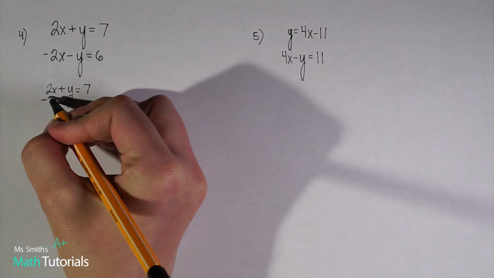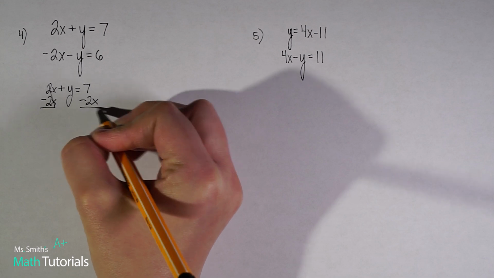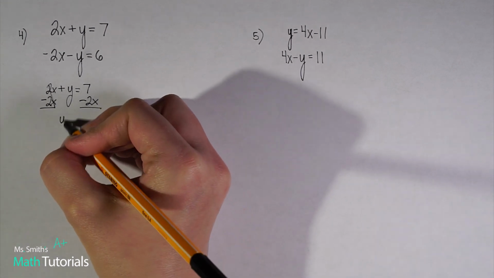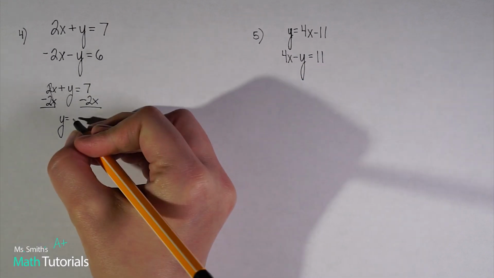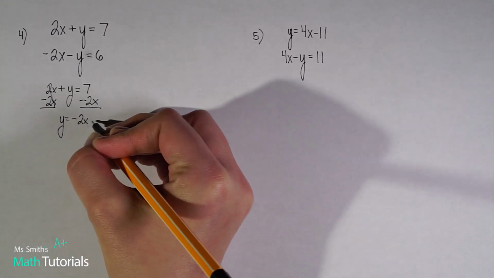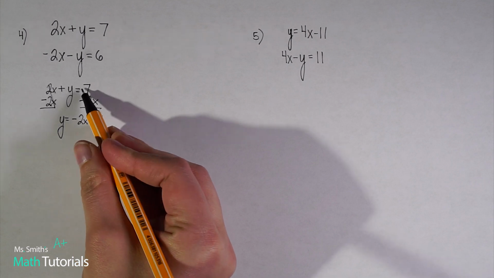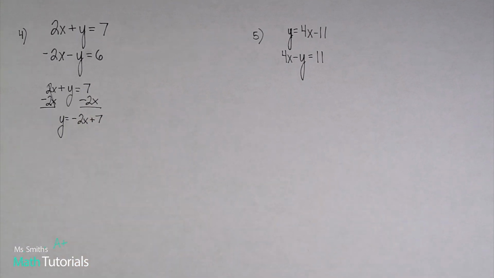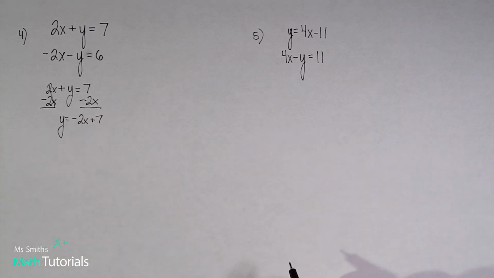And I'm going to subtract my 2x. So I get y equals, you'll notice I can't combine these two, but I can rewrite them in standard form, keeping their signs the same, so keeping that 2x negative and keeping that 7 positive. Okay, so now I've got something where my y is alone.